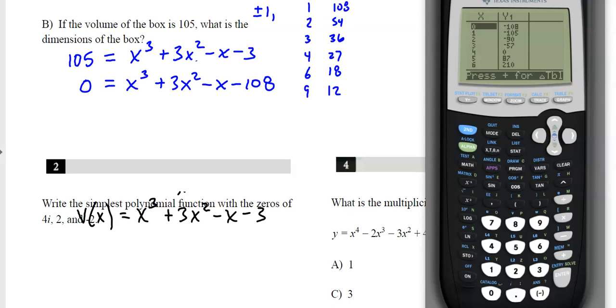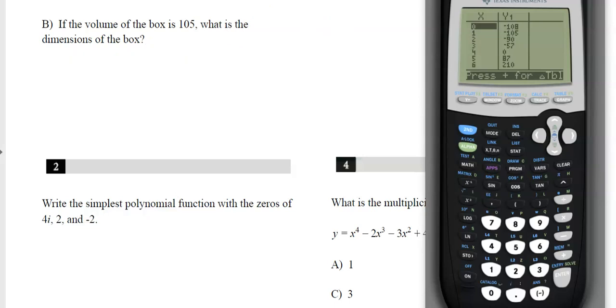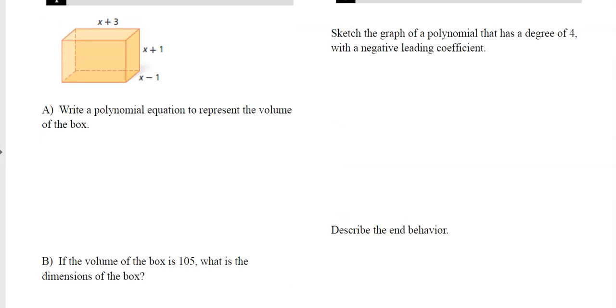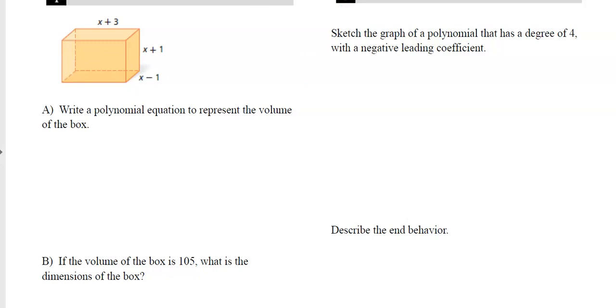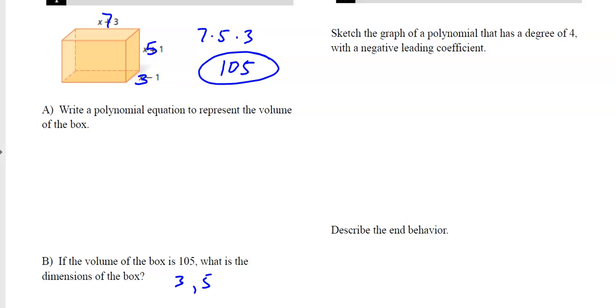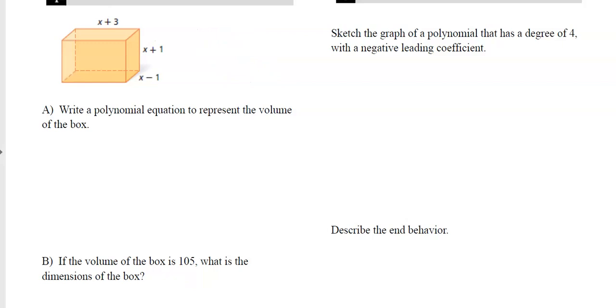So if I go back up to my problem at the top and I plug 4 in, let's see what we get. So 4 minus 1 would be 3. 4 plus 1 is 5. 4 plus 3 is 7. And 7 times 5 times 3, that's 105. Boom. So I do know that x equals 4. Although it didn't ask for x, it asked for the dimensions. So 3, 5, and 7 would be the dimensions for number 1.